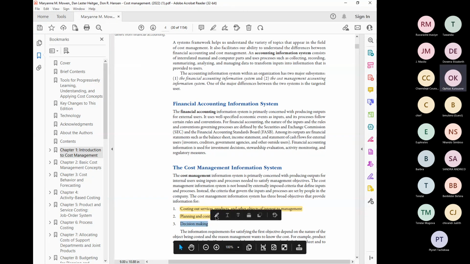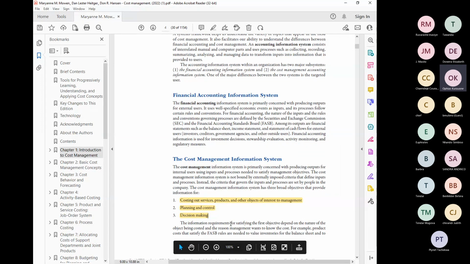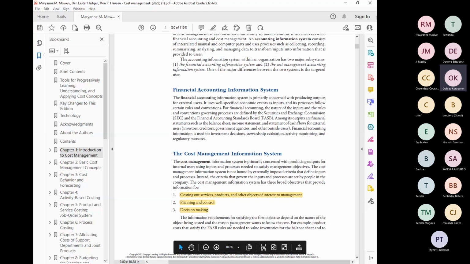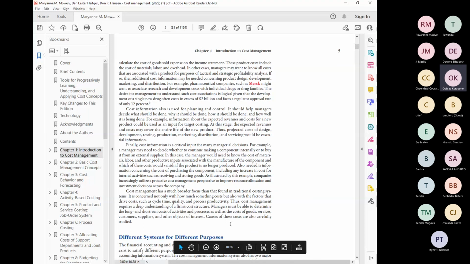When you are making a decision, you are making it based on the plan and control system, on the costing system, on the planning and the controlling. Then you can come up with the decision. So it's very important for us to understand that the cost management information system is very important, because if it is not there, you cannot plan, you cannot control. But you should start by costing. So that is a very important item we should understand.